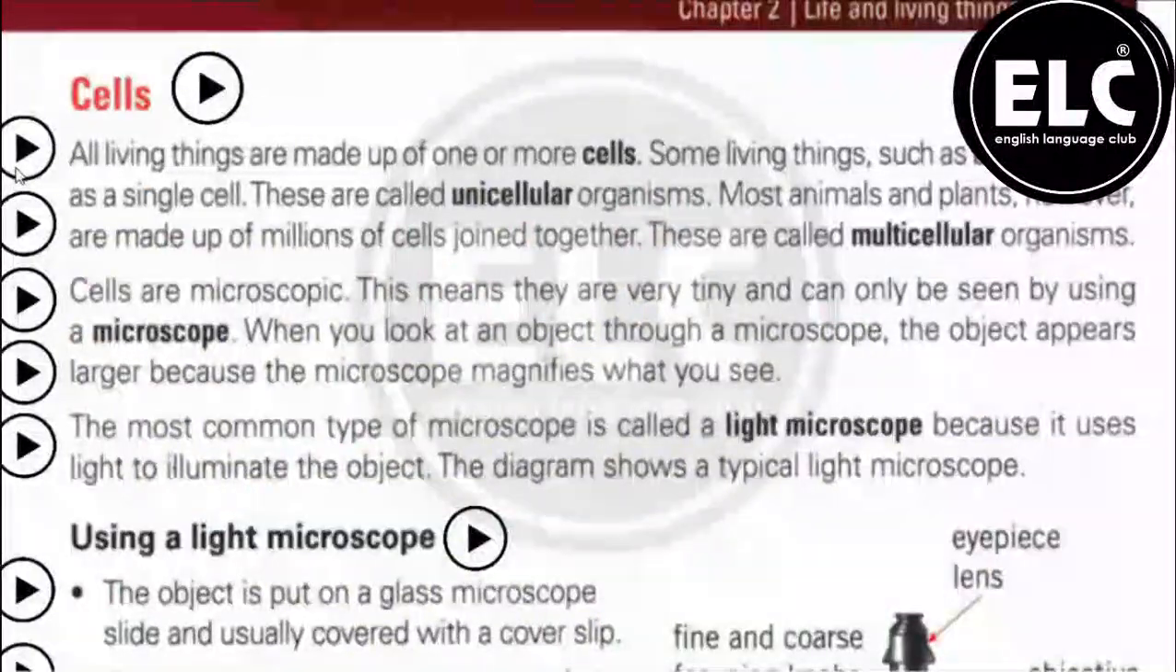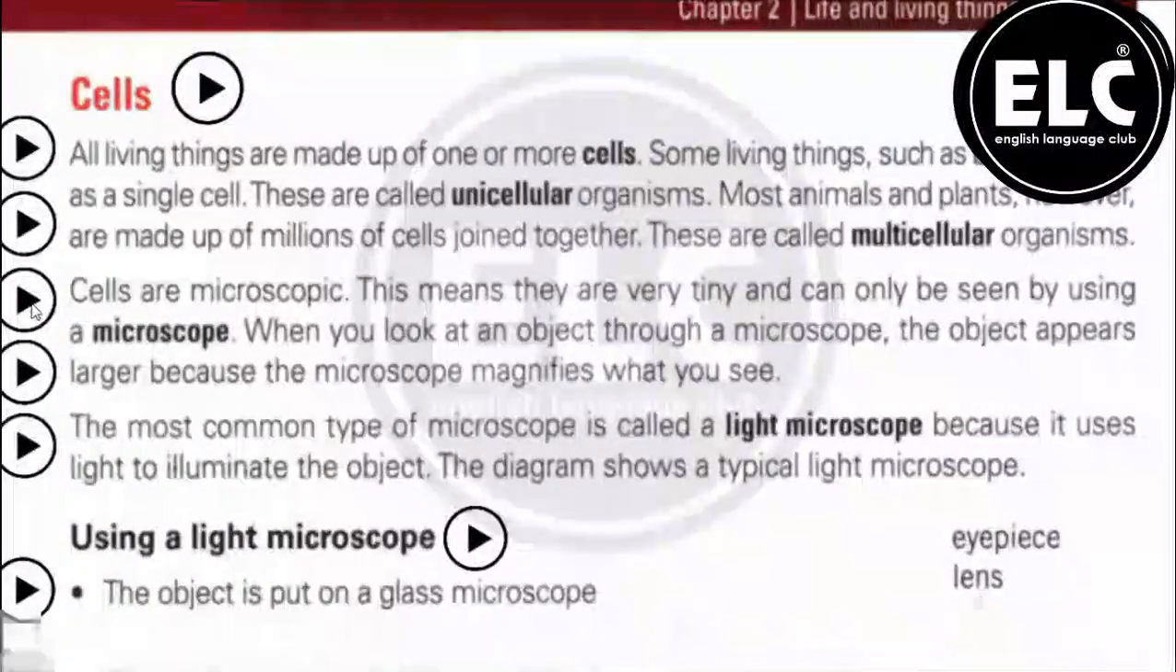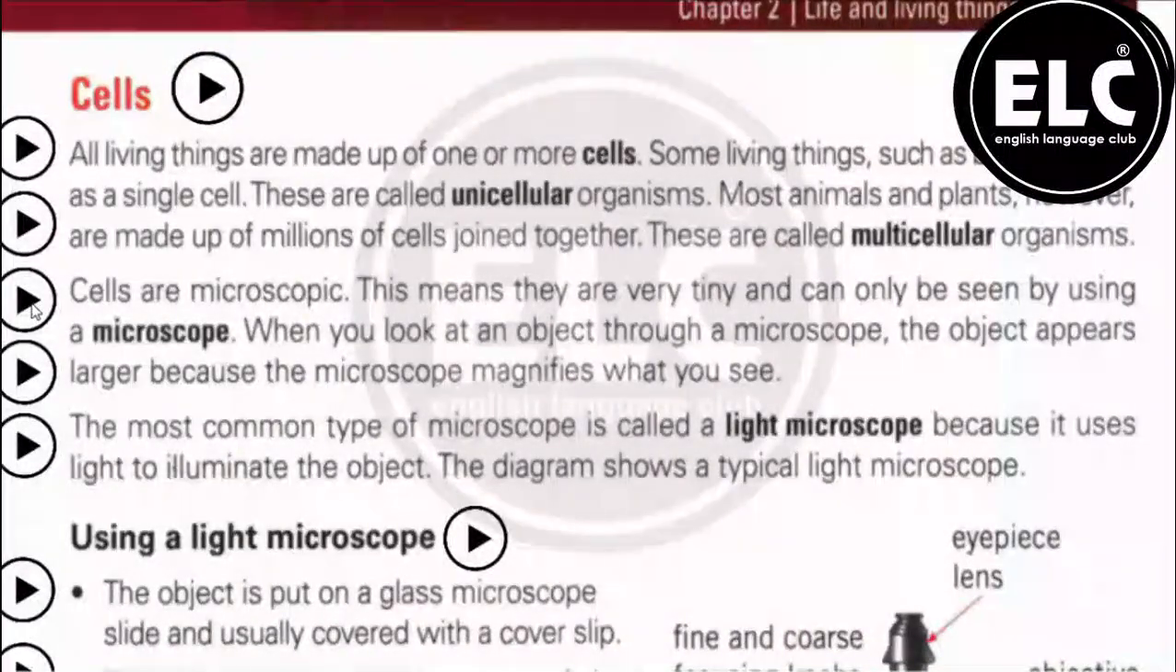Cells. All living things are made up of one or more cells. Some living things, such as bacteria, exist as a single cell. These are called unicellular organisms. In most animals and plants, however, cells are microscopic. This means they are very tiny and can only be seen by using a microscope.